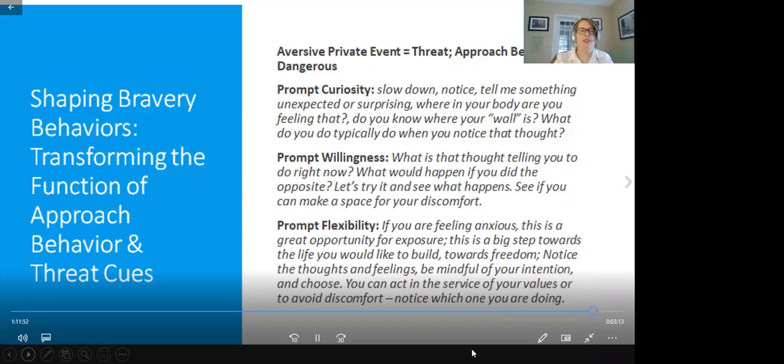And then for prompting flexibility, if you're feeling anxious, that's a perfect opportunity for exposure. This is a really big step towards your freedom. What a chance here. How amazing, right? Notice all of the stuff that you're experiencing. We don't need to change it at all. All we need to do is step back, think about what we care about, and choose. And discriminate, like, what are we up to? Are we about avoiding discomfort, or are we about really moving into our values?